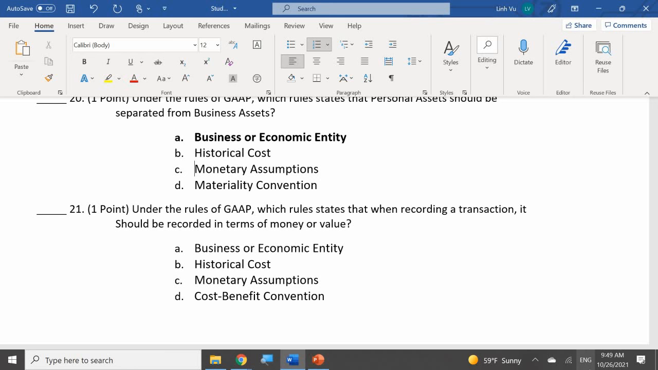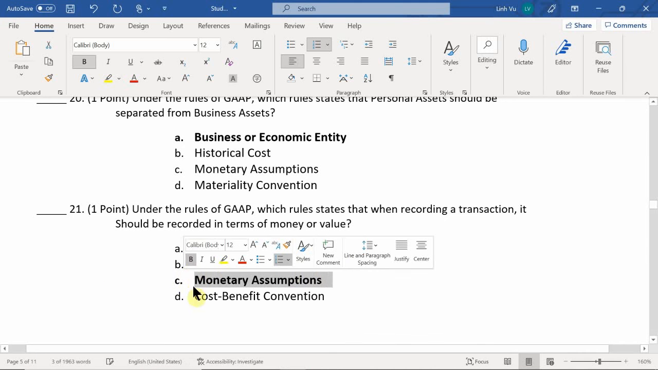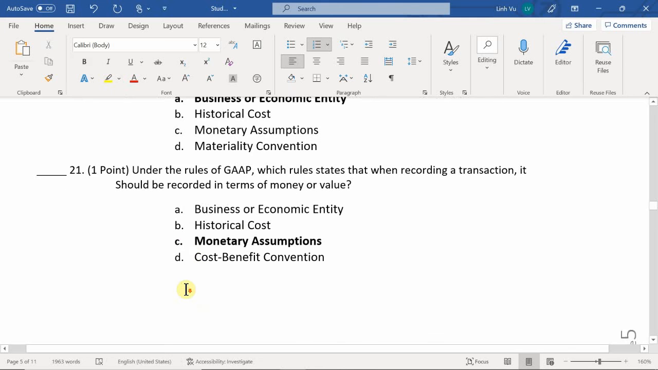This one tells me that I have to record in terms of money or value, meaning I cannot put I bought 20 mugs. No, I cannot put that. I have to put the value and the total cost it took me to buy 20 mugs. So which rule states that? Is it C, monetary assumption? Pretty straightforward, right? As long as you're using money, that is exactly what it's asking you. Okay, good.